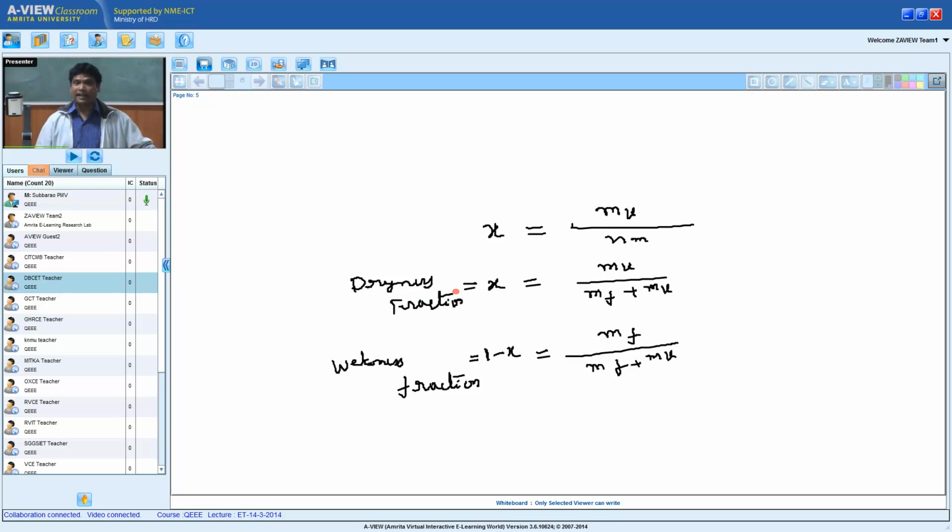Okay, so the dryness fraction is a measure of the percentage of the mass of vapor in the total mixture. So the higher the value of x, the more vapor there will be. If 1 minus x is equal to 0, it means all vapor, x is equal to 1. If x is equal to 0, the wetness will be 1, meaning all liquid. So literally, x can vary on a scale of 0 to 1.